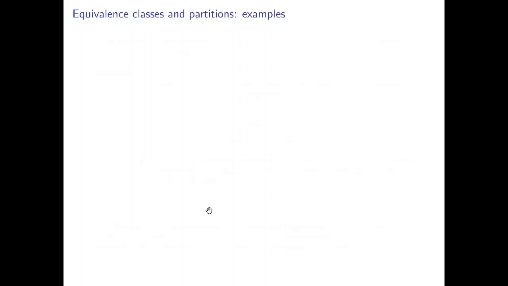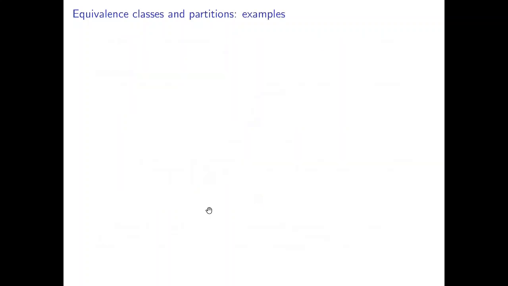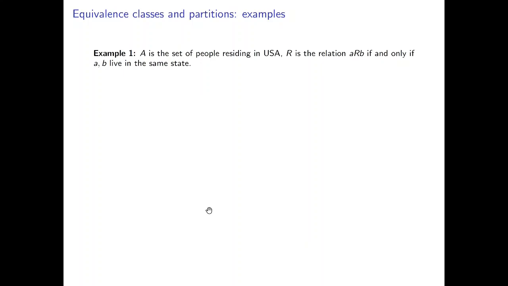Okay, and so we'll finish the lecture today just by looking at two examples of particular partitions that are given to you by equivalence relations. Both of them will again relate to earlier examples from the lecture. So in the first example, A will again be the set of all residents of the United States, and the relation R is defined: A is related to B if and only if A and B live in the same state.